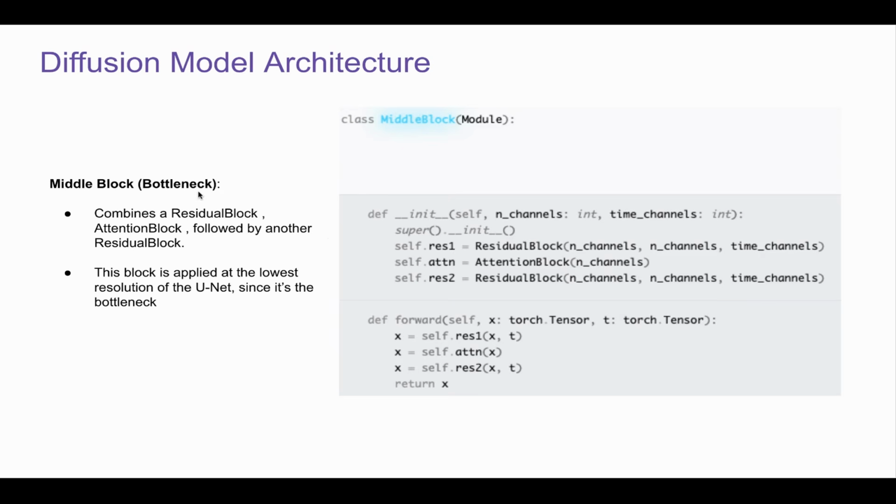Next is the bottleneck part. The bottleneck combines a residual block, an attention block, and then another residual block. This block is applied at the lowest resolution of the UNet. That's why it's called bottleneck. And the definition is also pretty straightforward. You define the residual block, attention block, and another residual block. And then the forward function is just to pass through all those three blocks.